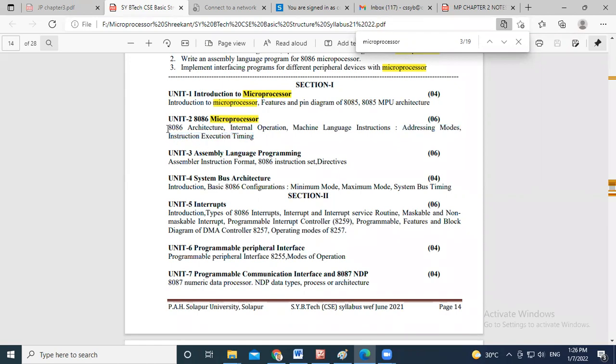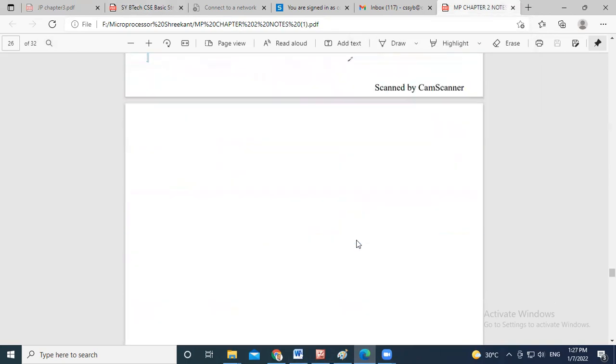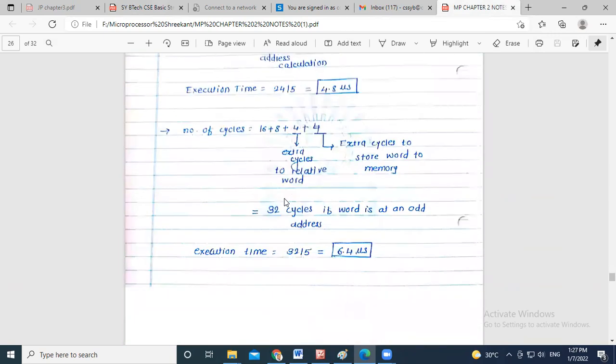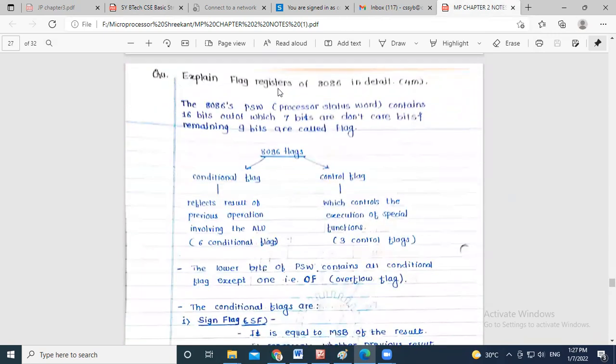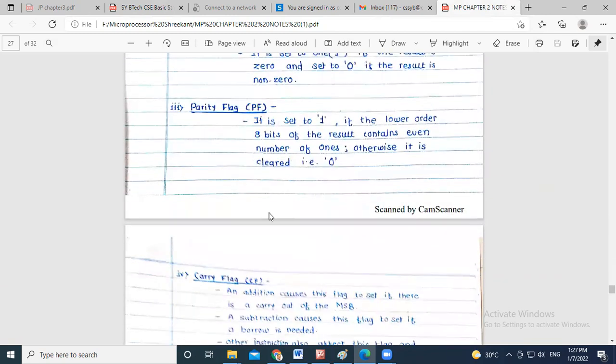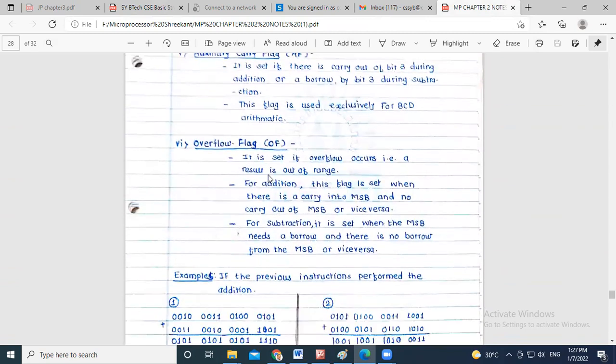Okay, so this is all about your second unit of the 8086 microprocessor. In the second unit, one more topic is there, just segmentation. Actually, it is not kept in your syllabus, but I will explain segmentation in 2 to 3 minutes. Then next, I have to use the flag register. The flag register I already explained: sign flag, zero flag, parity flag, carry flag, auxiliary carry flag, overflow flag.